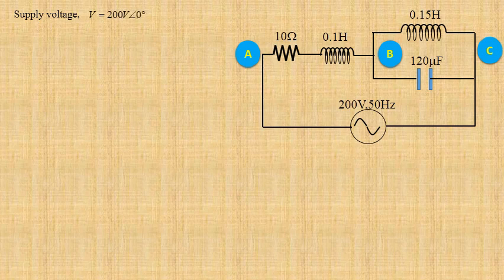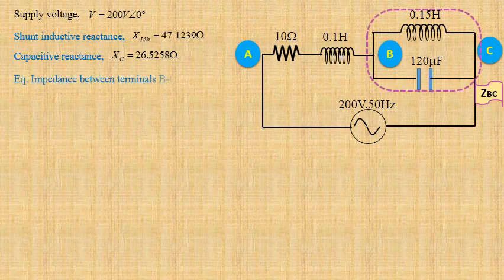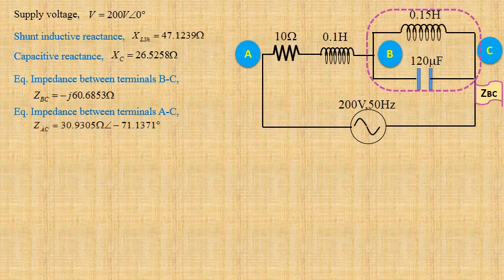We have already determined shunting inductive reactance XLSH equals 47.1239 ohm, capacitive reactance XC equals 26.5258 ohm. We have also calculated equivalent impedance between terminals B and C, ZBC equals minus j60.6853 ohm. Equivalent impedance between terminals A and C, ZAC equals 30.9305 ohm at an angle minus 71.1371 degree. Now we shall apply Ohm's law for AC circuits to get total current.